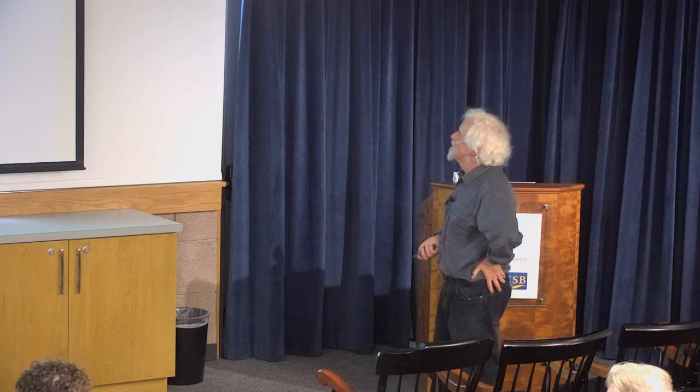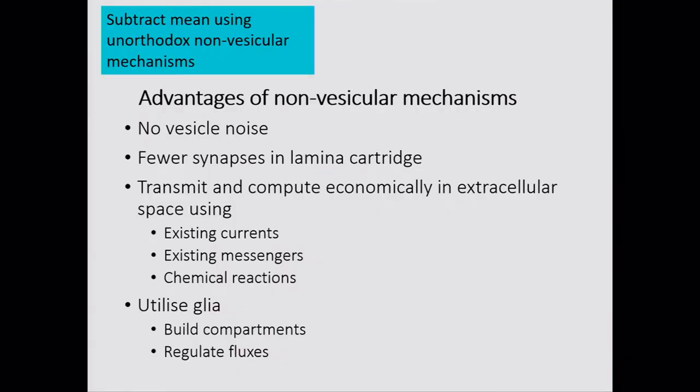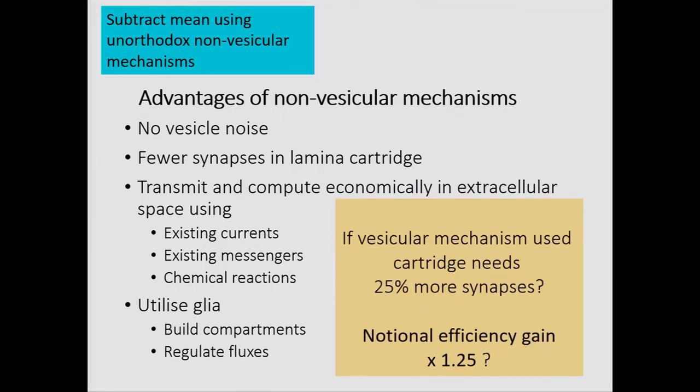If you think of subtracting with an unorthodox vesicle mechanism, you've got no vesicle noise, you're going to need fewer synapses, you can use existing currents and signals, and you're utilizing the glia, the so-called support cells of the neurons, which in fact play an important role in neural processing. Just for those of you who are neuroscientists, the cell that receives the third largest number of synapses in this system are the glia. So they're really rather active components. We take a guess that that might improve the efficiency by, say, 25%.